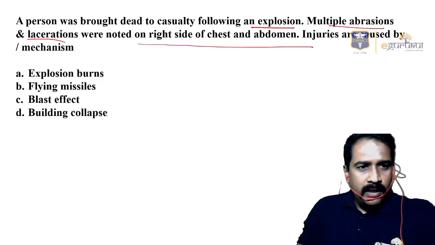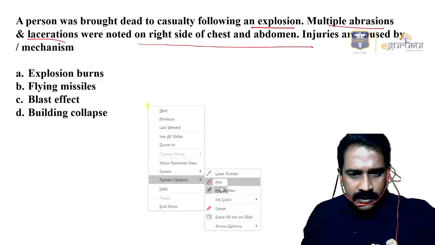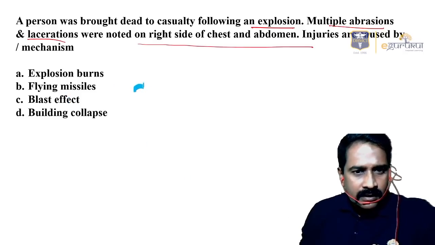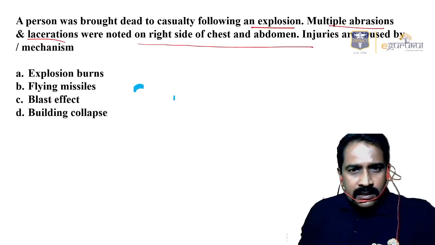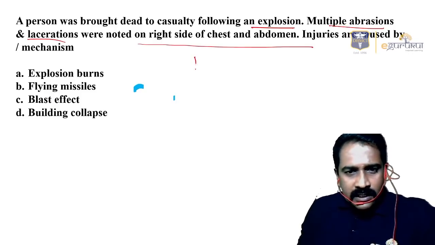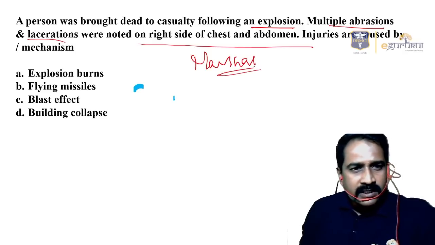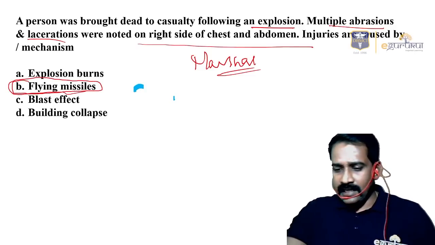Okay. So now going back to the question. What will be the answer for this? Okay, so what is the answer here? So these are basically Marshall's triad, isn't it? Abrasions and contusions. This is caused by flying missiles, or secondary blast injury. Okay, this is the answer.